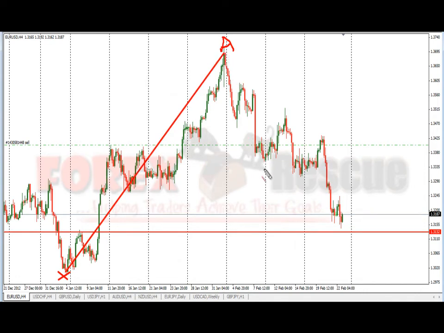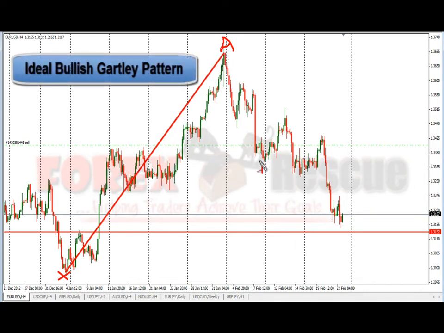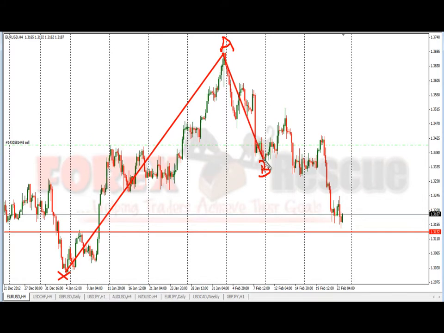Now, this area is what we call point B. Connecting this point A to point B is what we call the AB leg. Now, this area is what we call the point C. Connecting them together is what we call the BC leg. Now, our point D is our potential reversal zone, and our potential reversal zone is within the range of 1.3154 to 1.3130.